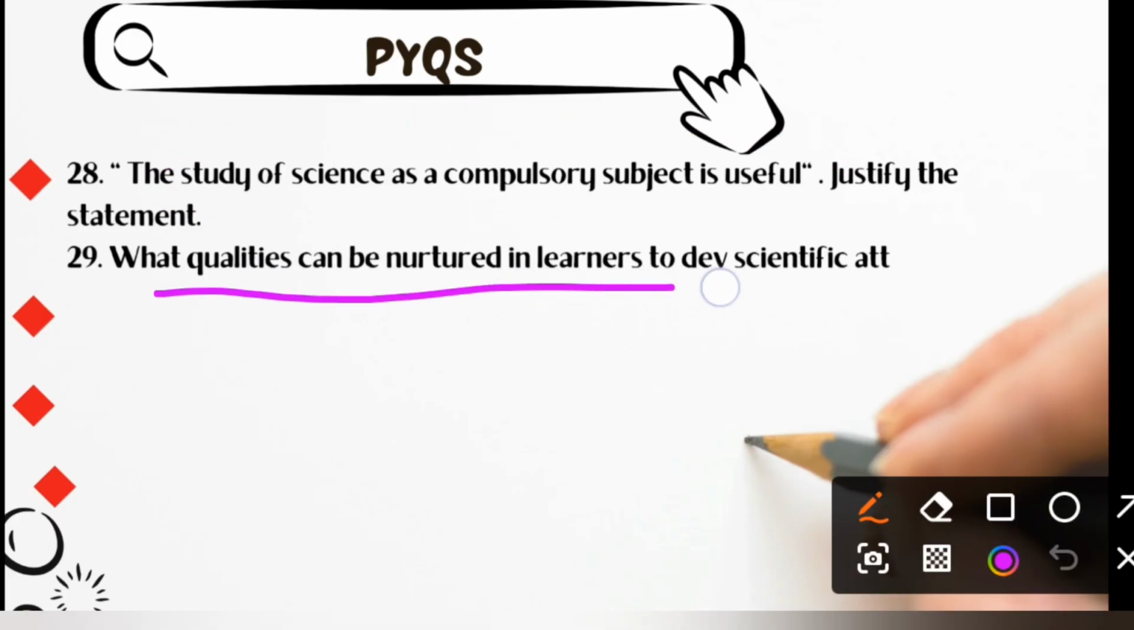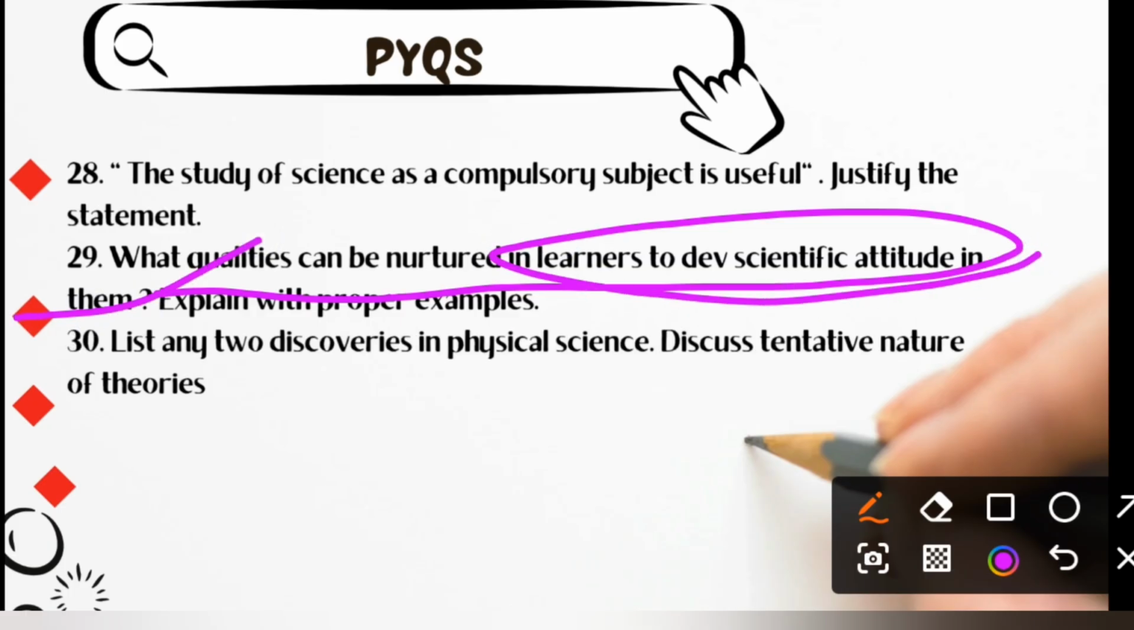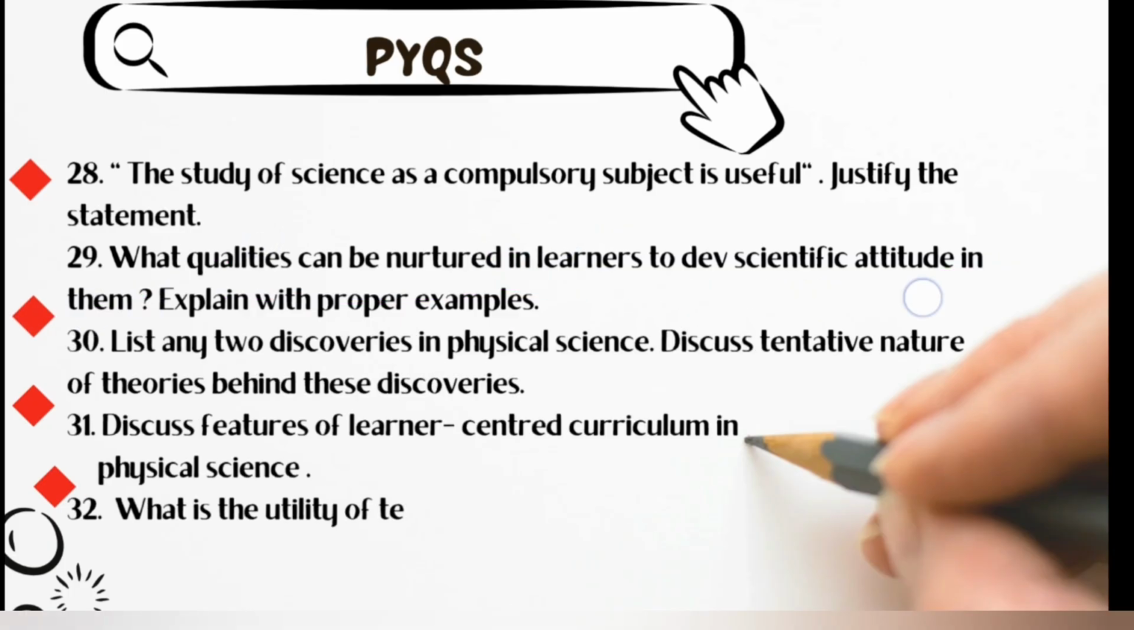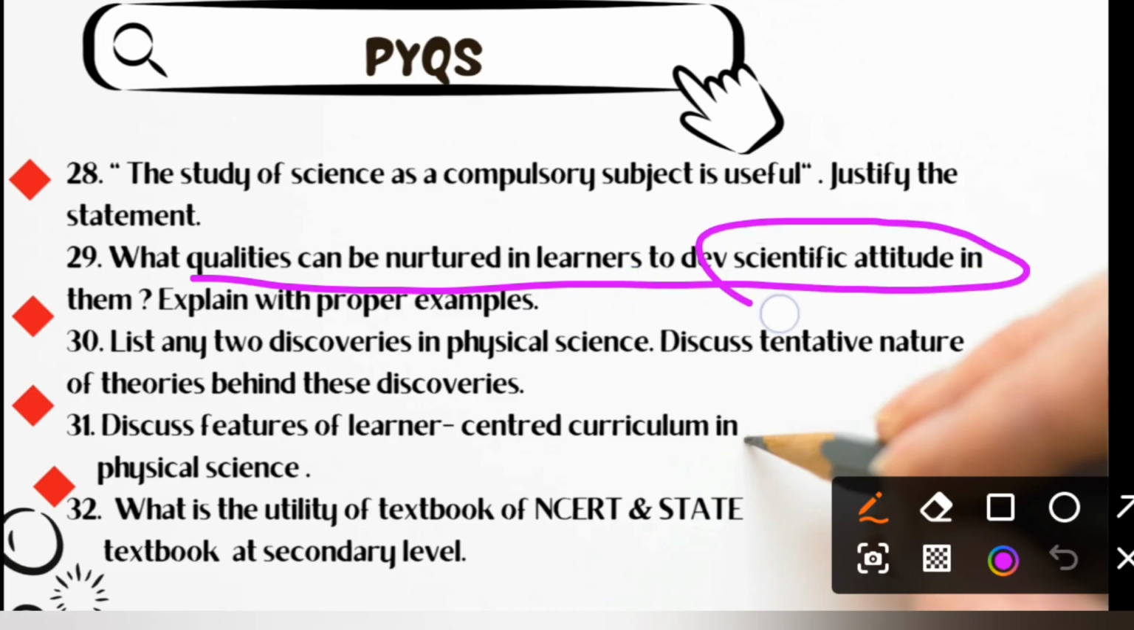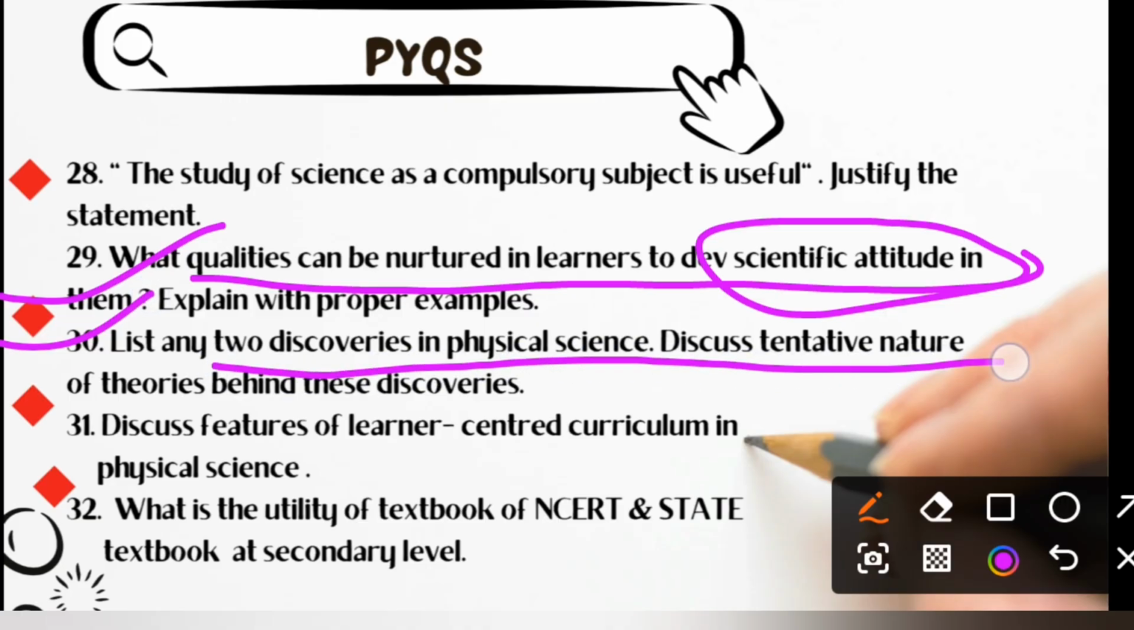Question number 29, what qualities can be nurtured in learners to develop scientific attitude in them? Explain with proper examples. We all know that science helps in the development of scientific attitude, so we have to explain this. Toward question number 30, list any two discoveries of physical science. Discuss the tentative nature of theories behind the discoveries. So we have to mention any two discoveries of physical science. Whichever you remember, such as gravitation, law of motion, force, image formation, optics or electricity, just write about them. I must recommend that if you write any invention or theory, write the name of the scientist behind it.